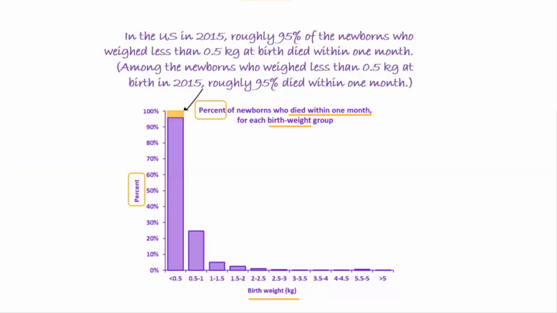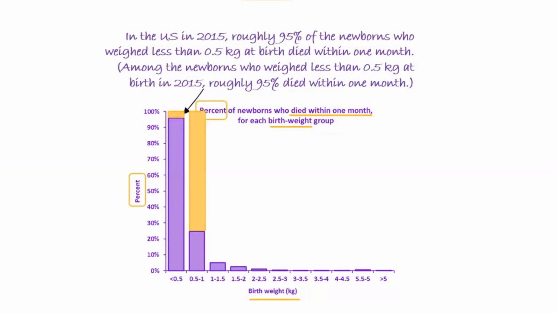Now, you want to make sure that this interpretation is consistent with the rest of the graph. In the next birth weights, so for newborns that weighed between half a kilo and 1 kilo at birth, about 25% of them died within 1 month, meaning the remaining 75% did not die. They survived the first month.